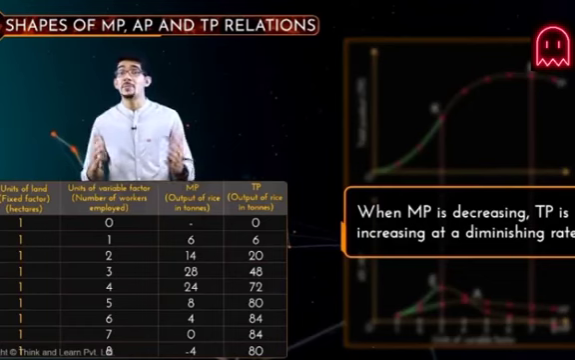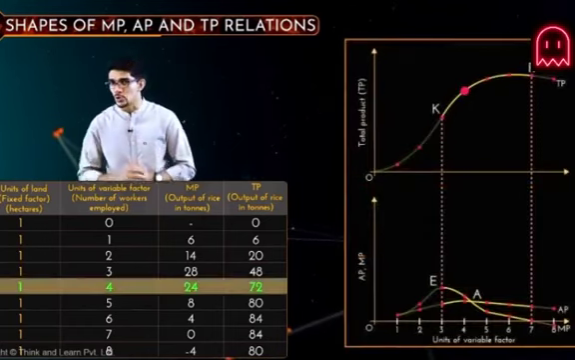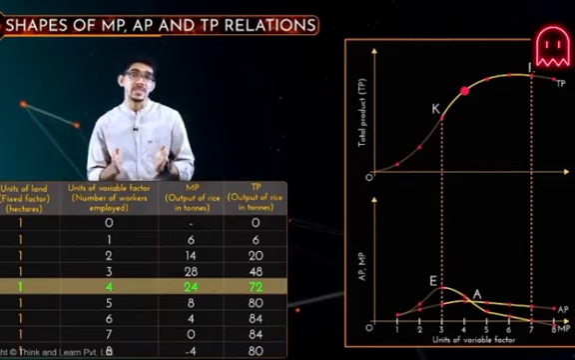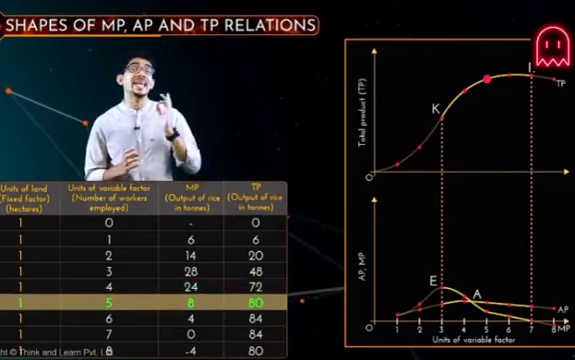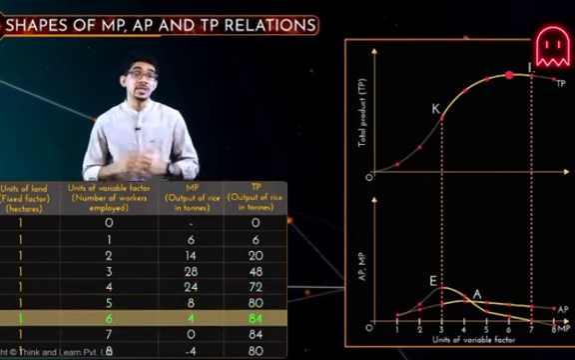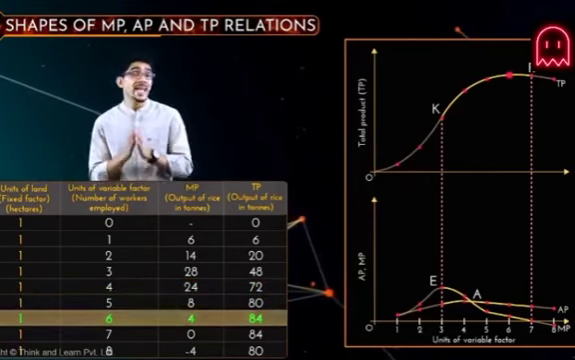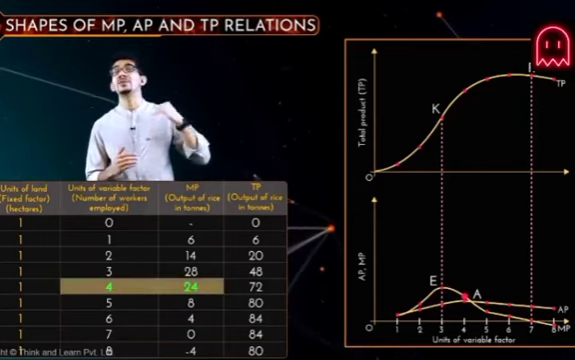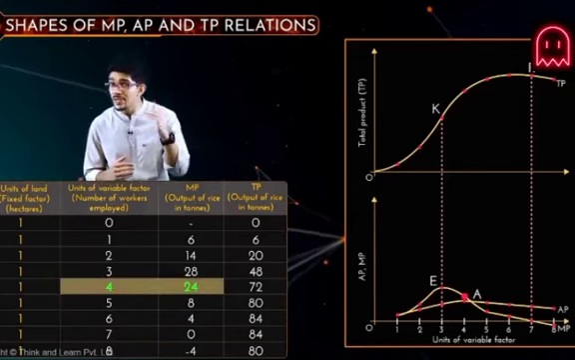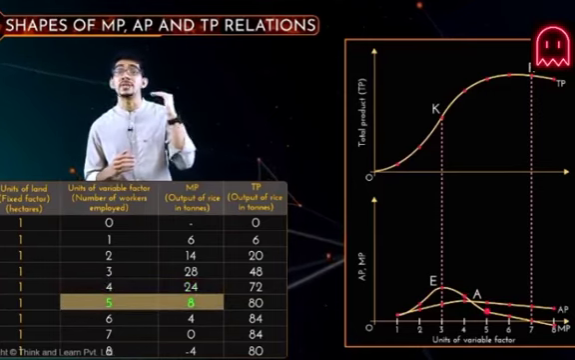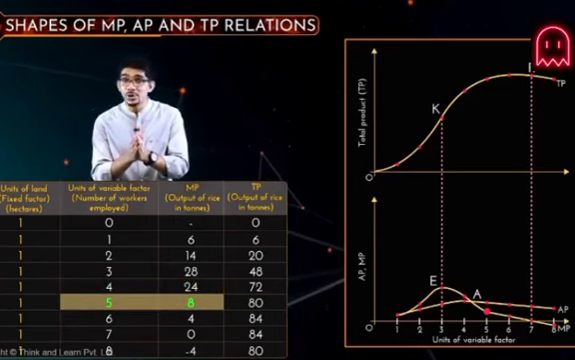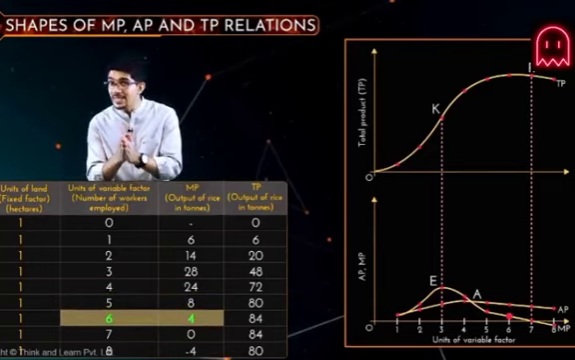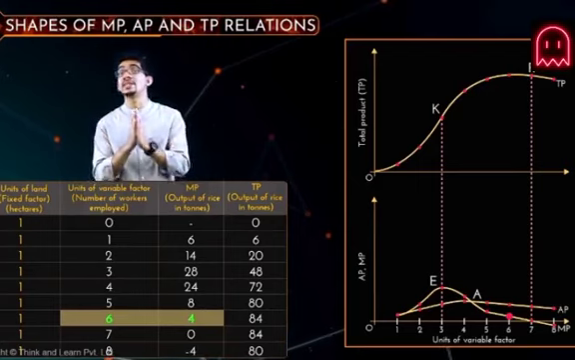2. When MP starts diminishing, TP increases only at a diminishing rate. This starts happening when the 4th unit of labor is used. MP of the 4th unit of labor is 24 tons of wheat, for the 5th unit it is 8 tons of wheat, and for the 6th unit it is just 4 tons of wheat. Accordingly, when the 4th unit of labor is used, TP increases by 24 tons. When the 5th unit is used, TP increases by only 8 tons, and when the 6th unit is used, TP increases only by 4 tons, implying that TP is increasing but only at a decreasing rate at this stage.